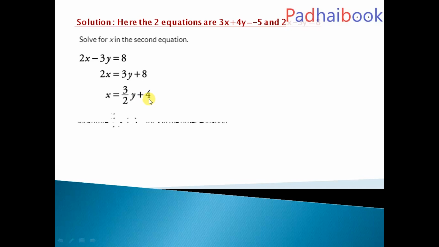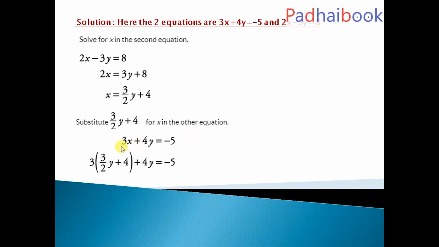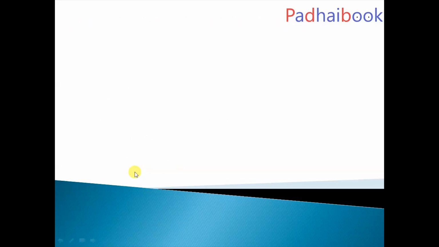So now what I will do is I will substitute this value of x in the other equation. The other equation was 3x plus 4y is equal to minus 5. Now substitute the value of x, open the bracket. After opening the bracket, what I get? 9y by 2 plus 12 plus 4y is equal to minus 5. Take this 12 on the other side, I get minus 17. Add 9y by 2 plus 4y, that will give you 17y by 2. So 17 gets cancelled and I get y is equal to minus 2.